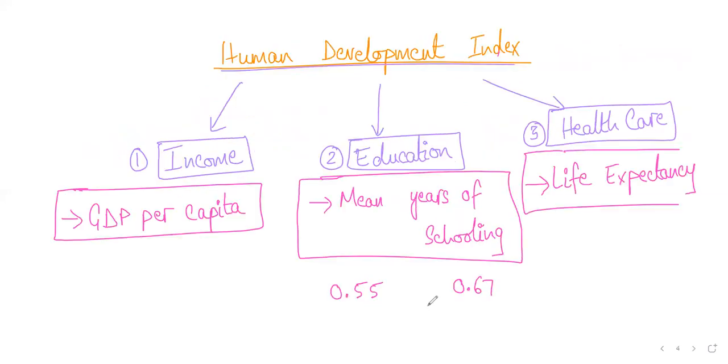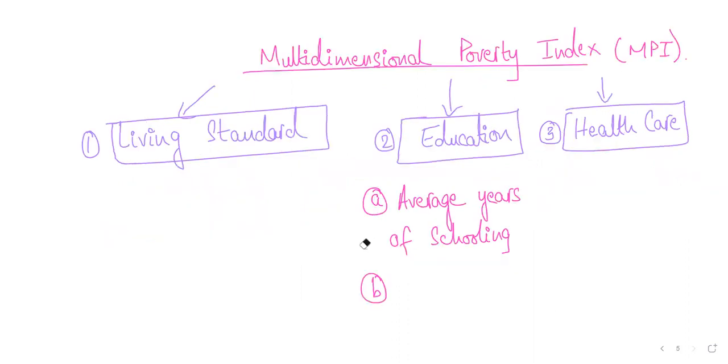In the Human Development Index, there was only one statistic. Students, are you looking at how I'm comparing? In the Human Development Index, there was only one statistic, that was mean years of schooling. In this case, you have average years of schooling. It's exactly the same, it's just the wording. Either you say mean years or average years, it's the same thing. And another statistic that you will use in the multidimensional poverty index is school attendance.